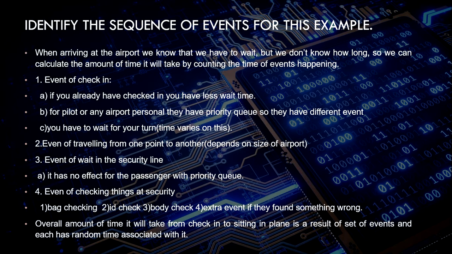So basically this assignment is all about airport traffic and how we can manage the traffic, how we can reduce the waiting time, and how we can reduce the expenses. So this is all about that. I will explain one by one how these questions are. First of all, identify the sequence of events for this example.